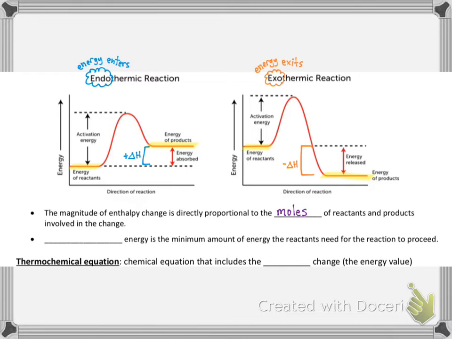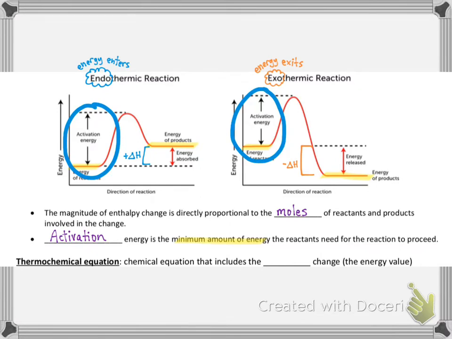There's one more piece of information given on this graph. It's called the activation energy. Now, this is the minimum amount of energy the reactants need for the reaction to occur. This is not related to thermochemistry. This is actually related to kinetics. So we're going to study activation energy, or the height of this bump, a lot next unit.